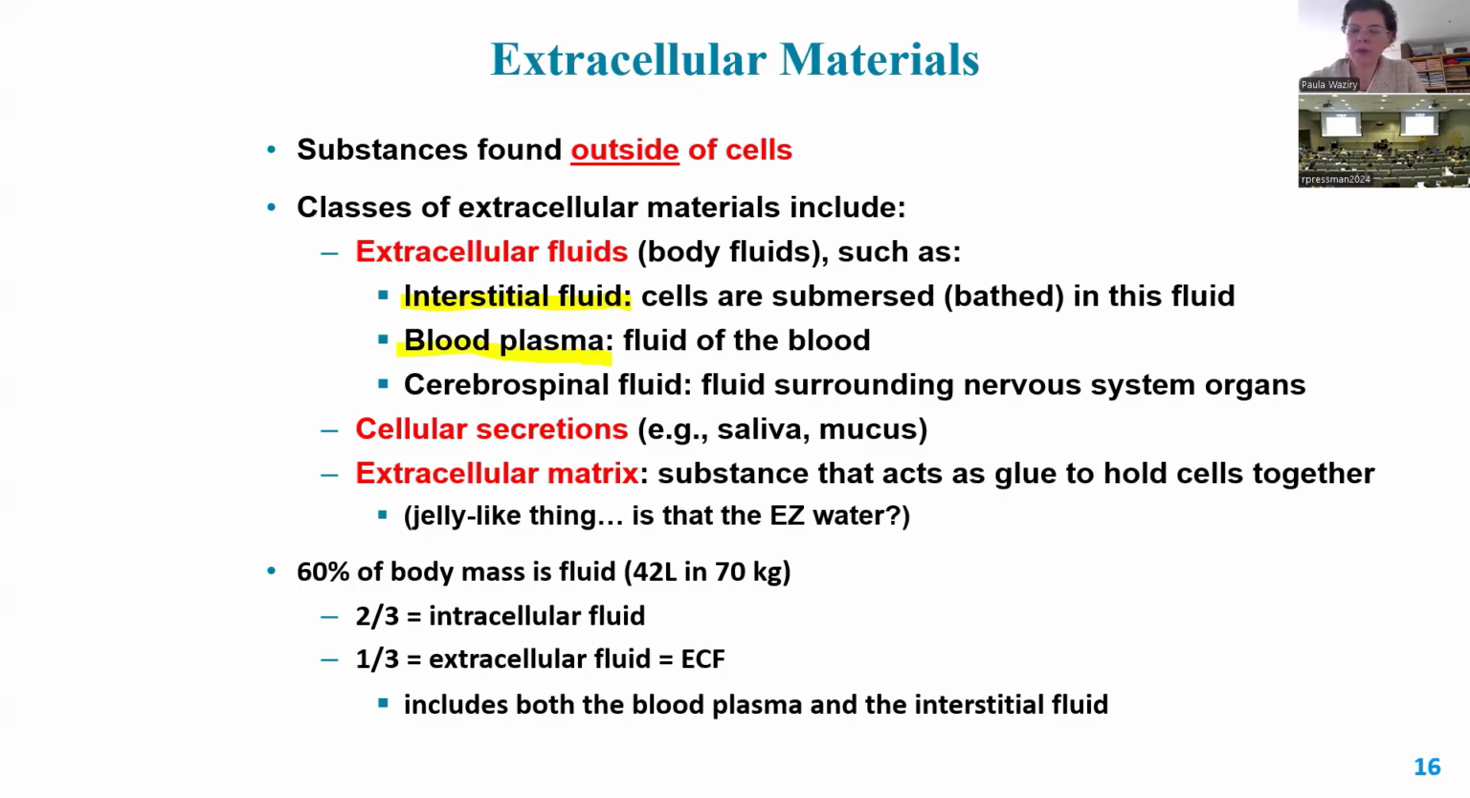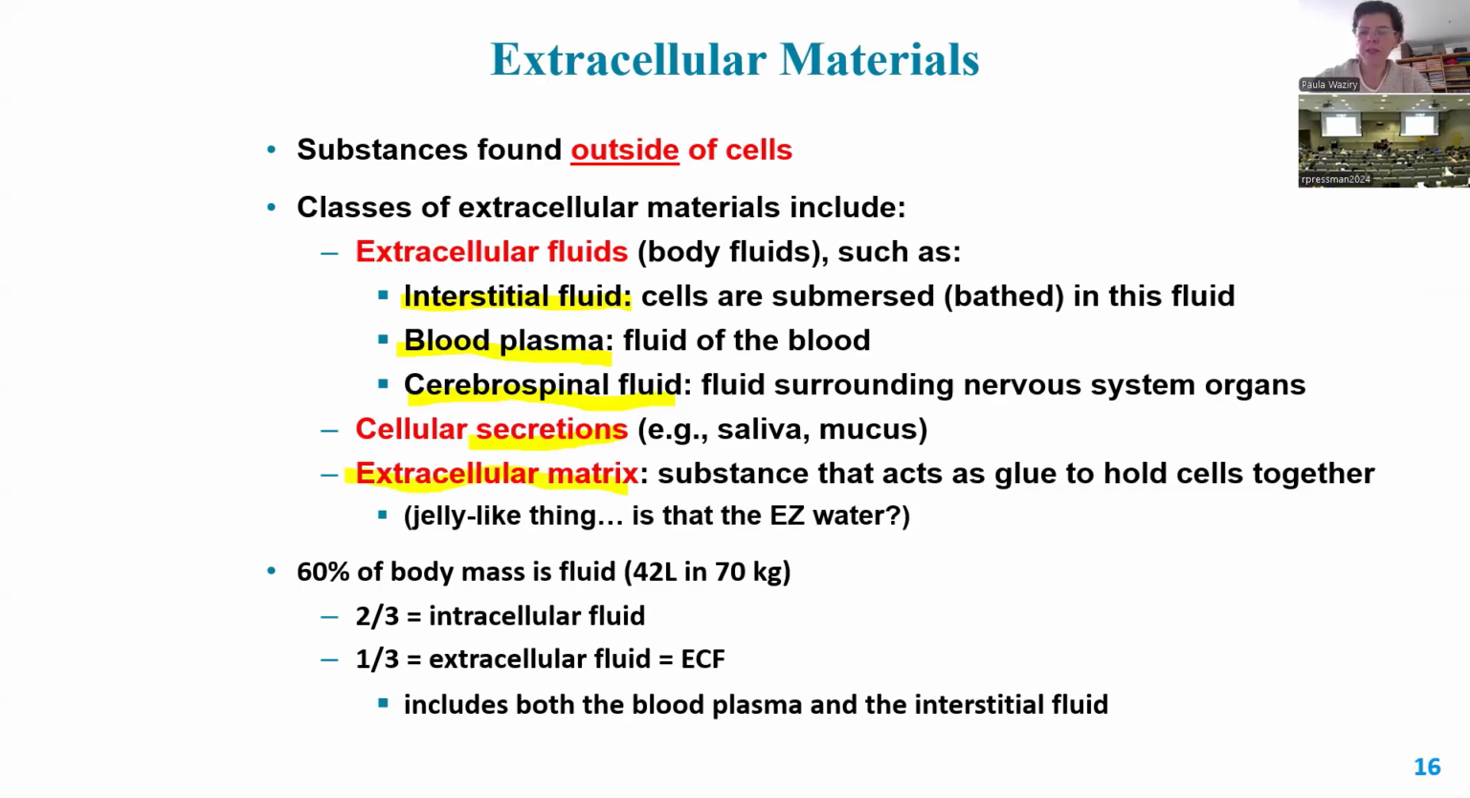Blood plasma is when you take whole blood and you spin it down, the cells go down from that suspension, and the top clear part is your blood plasma. Another example of extracellular fluid is cerebrospinal fluid that is bathing your brain and your spinal cord. It's surrounding your central nervous system. What else do you find outside of the cells? You're going to find secretions. So saliva and mucus, those are secretions. And you're also going to find extracellular matrix.